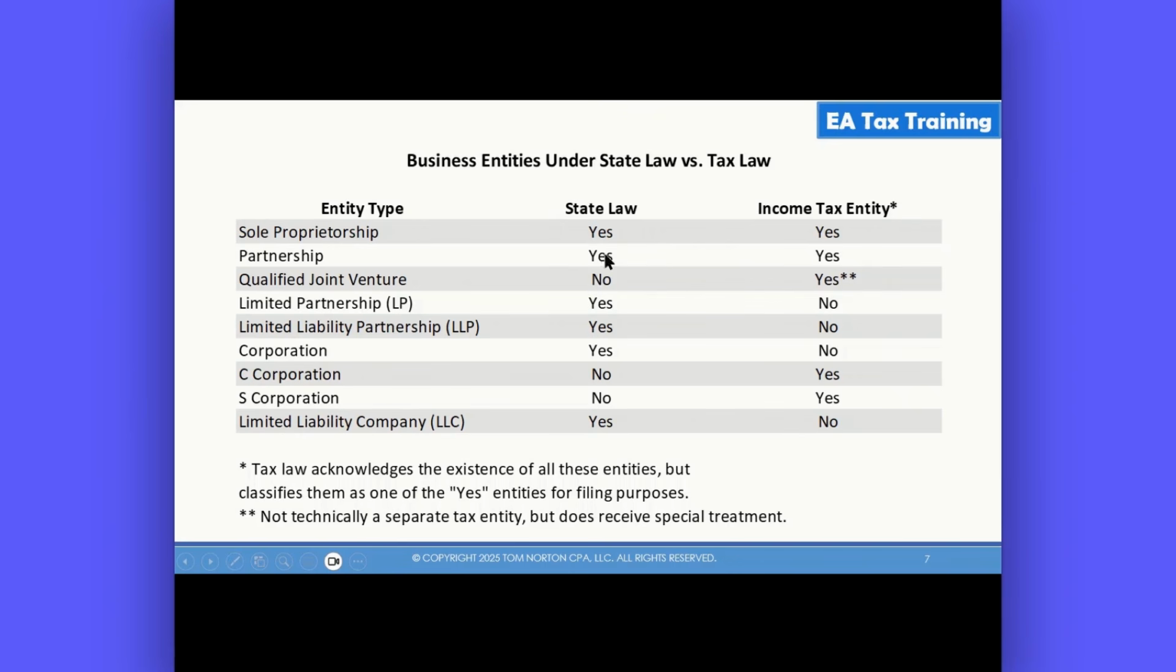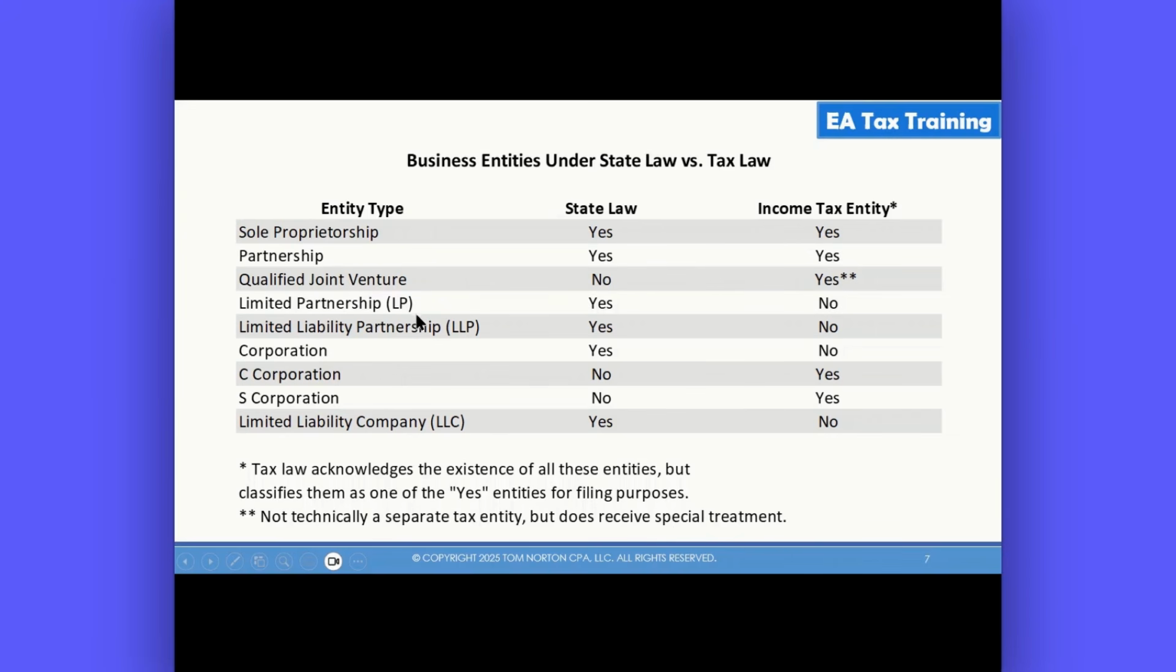So for example, sole proprietors and partnerships, we have those under state law, and we also have tax returns for each of those. Then there's something called a qualified joint venture. This is not something you'll find under state law, but it is a tax return concept. And you can see the two asterisks there. Not technically a separate tax entity, but it does receive special tax treatment. So we will talk about the qualified joint venture.